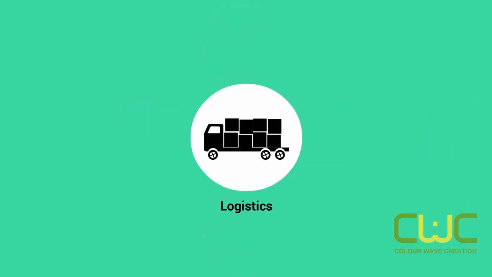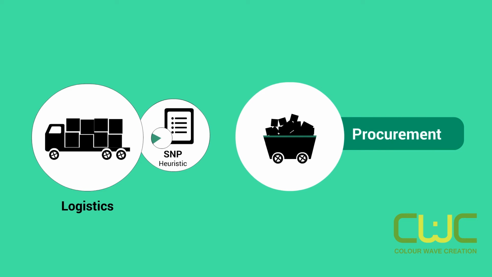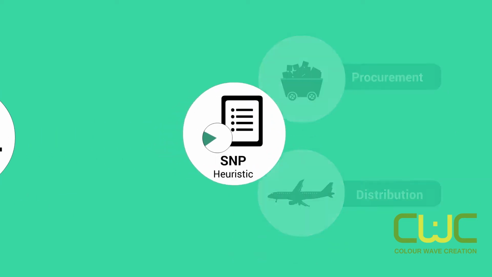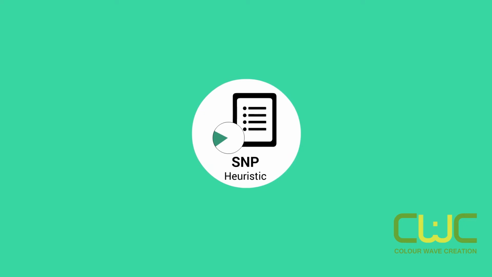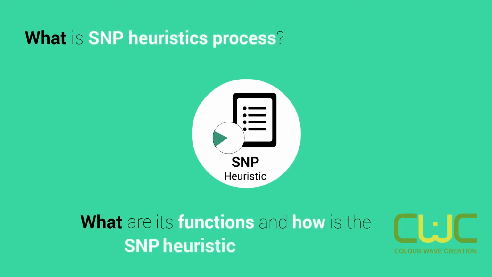In case of a logistics company, they can use SNP heuristics for their rapid cross-location, quantity-based planning, which also takes care of the procurement and distribution. In this session, let's look at the SNP heuristics process in SAP SCM. But what is SNP heuristics process? What are its functions and how is the SNP heuristic process executed?